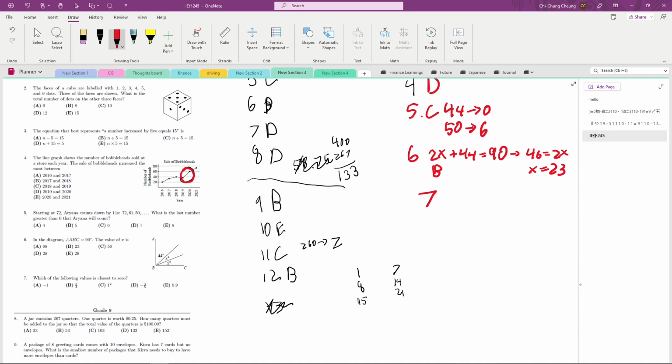7. Which of the following values is closest to 0? So this is absolute value. For A, that's 1 away, because the rule for absolute value is distance is this. So it's a number minus the other number, but then you take the absolute value. So if it's negative, it becomes positive. If it's positive, it stays positive. So like negative 1 minus 0 is negative 1, but then if you do the positive, it's 1, so the distance is 1.